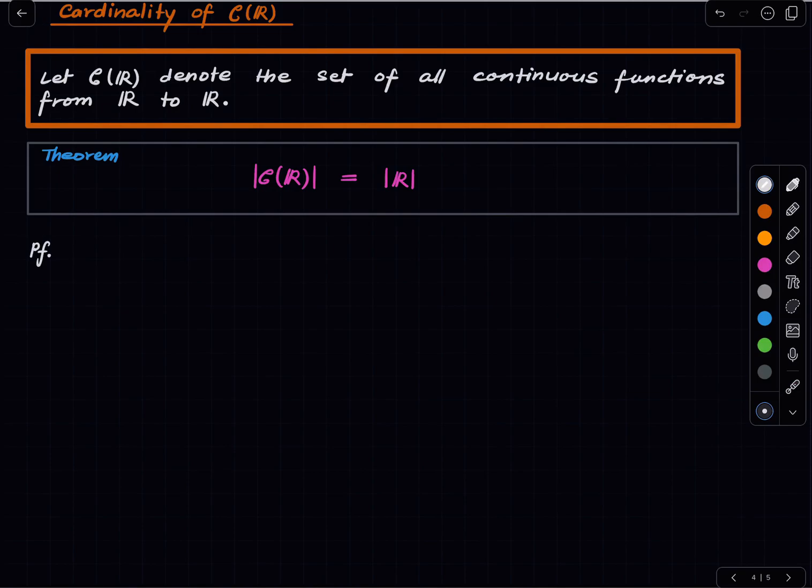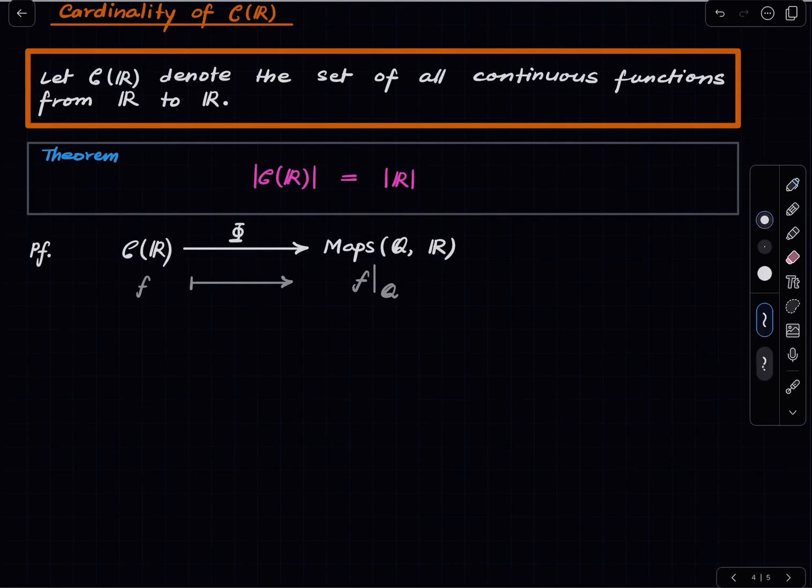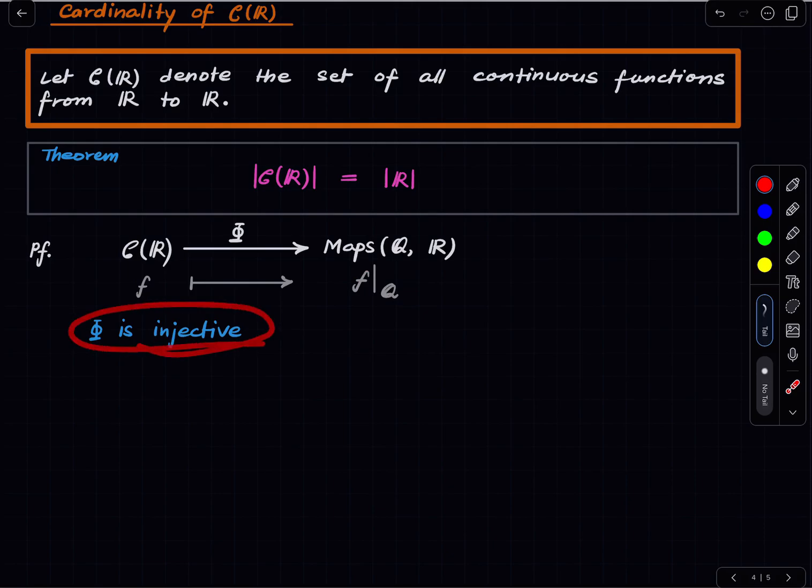So define a map from this set to the set of all the maps from rationals to reals. Call this map phi. And what is the map? The map takes a continuous function to its restriction to rationals. And by the previous proposition, this is an injective map. This is injective simply because if two continuous functions agree on a dense set, then the continuous functions are equal. This is what the previous proposition was. So this is an injective map immediately from the previous proposition.